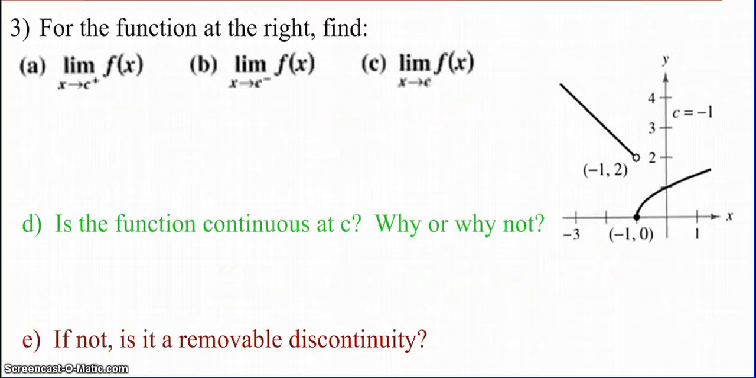Next one, for the function at the right, find the limit as x goes to c from the right, c from the left. Is the function continuous at c? Why or why not? If not, is it a removable discontinuity? Pause the video, unpause when you're ready to check your work.